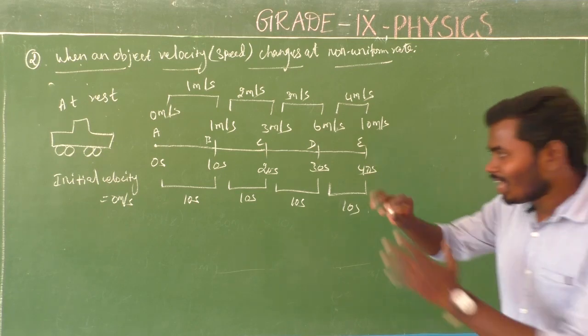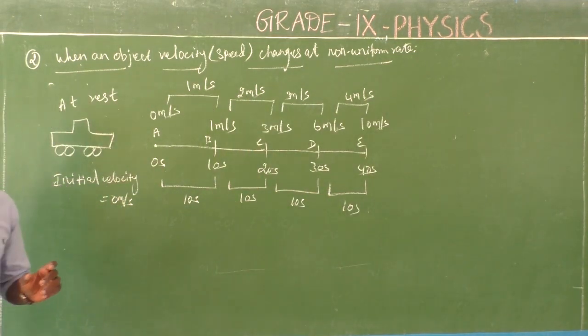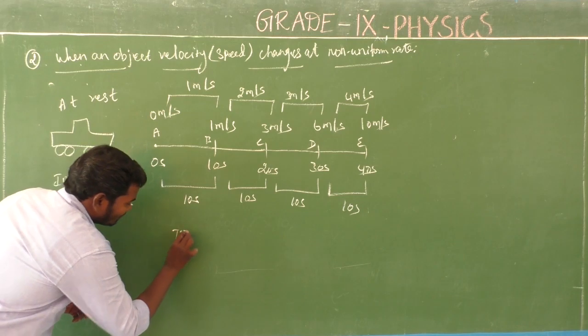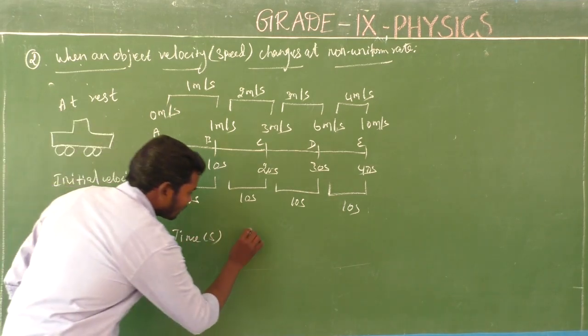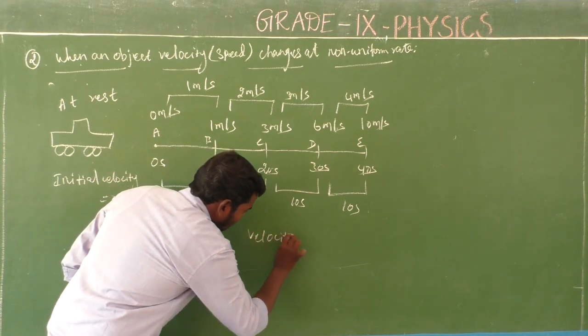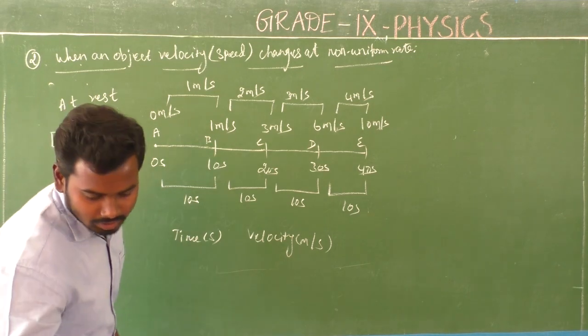No doubt. So with the help of this information, I am going to make a graph. Time in seconds, and velocity in meters per second. Is it clear? Yes.